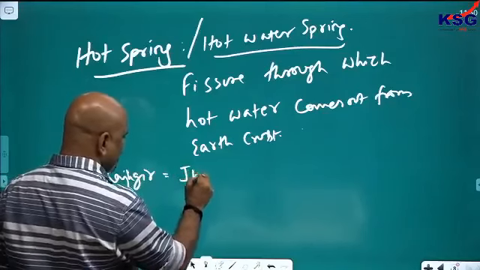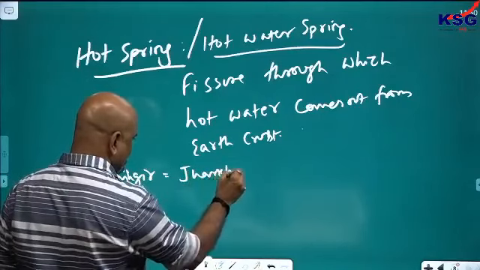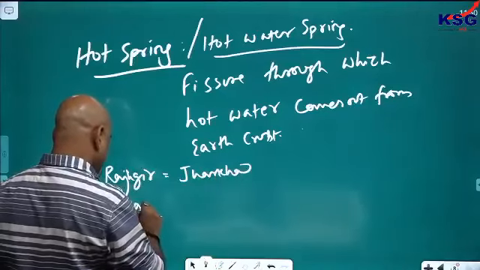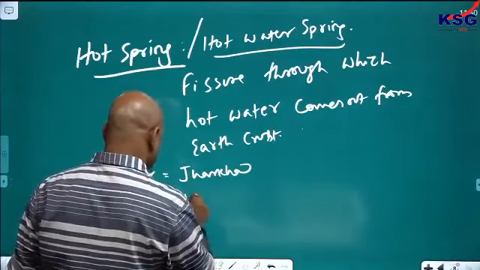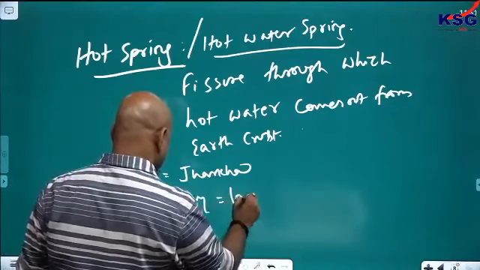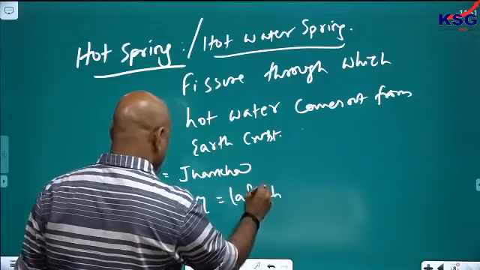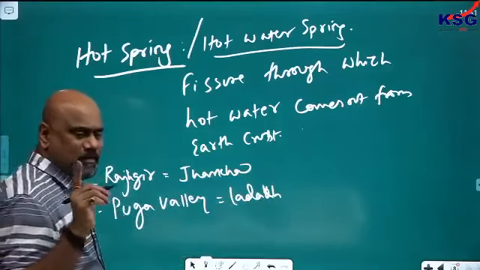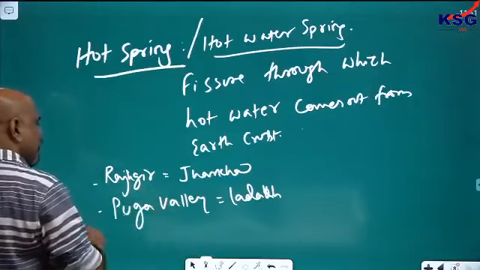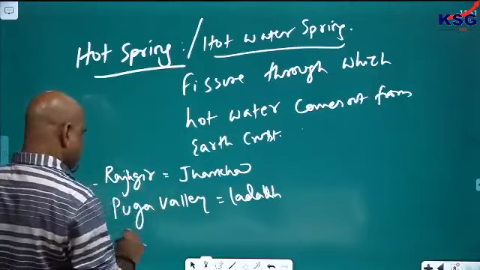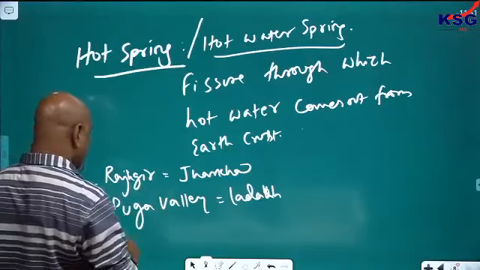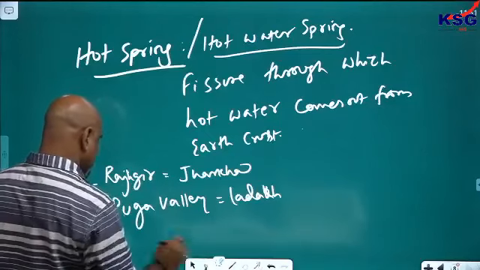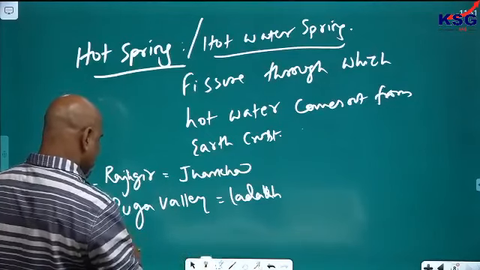Rajgir in Jharkhand. You have Puga Valley in Ladakh. They are not here, there is no volcano, but because of geothermal vents, the radioactive material concentration may lead to the formation of this. You have Manikaran in Himachal Pradesh.